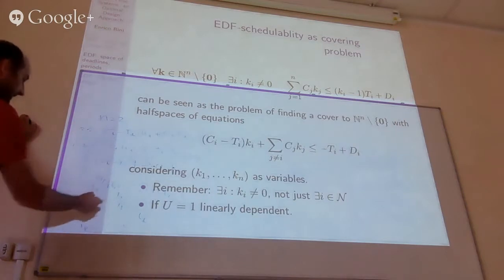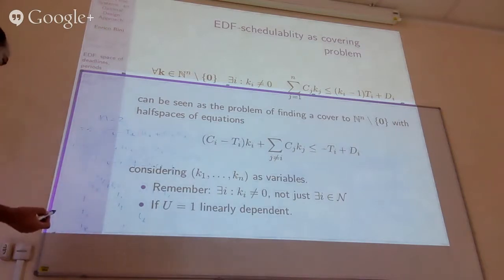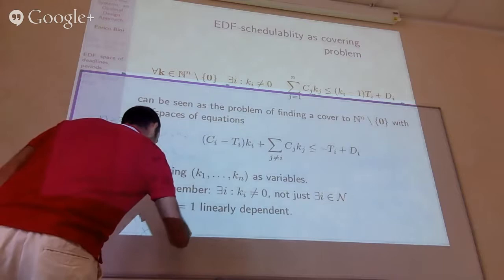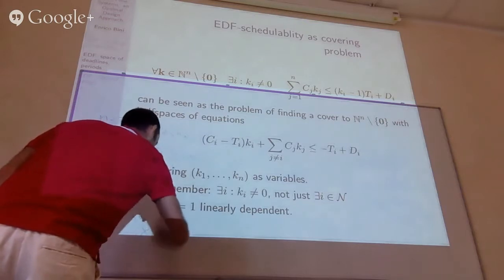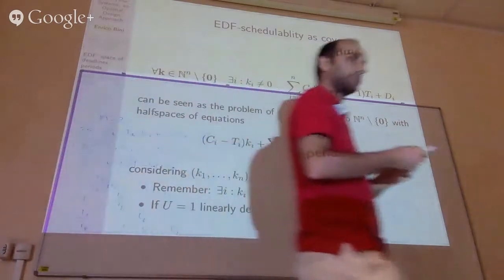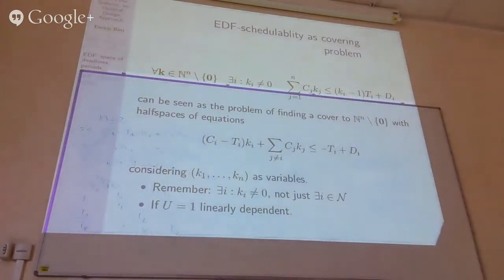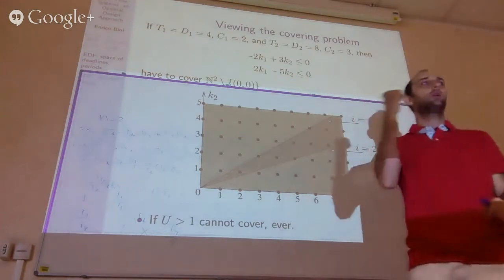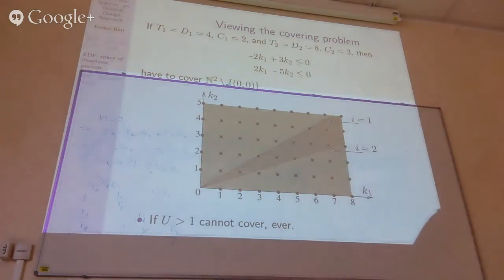If I multiply these, yes, they are linearly dependent, because if I multiply this by minus T2 over T1, I get the one above, okay? I mean, you do it yourself. Okay, just to say that if utilization is equal to 1, those equations are linearly dependent.